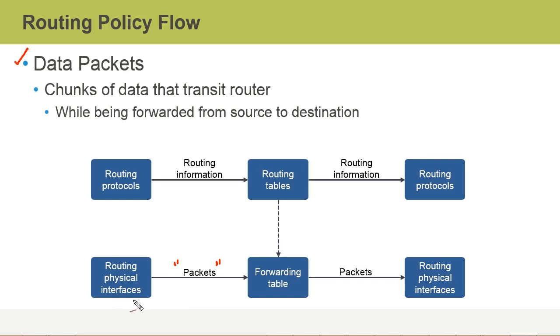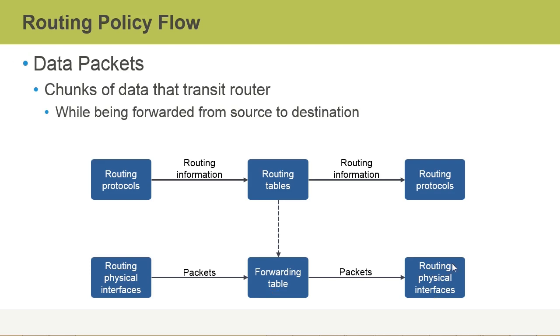So those data packets, they will exit out routing interfaces of other routers and come into your router. Your router will then use the forwarding table to determine where to deliver that data packet. Once it finds a matching route in the forwarding table, it then goes and delivers that data packet out one of its interfaces to the next router. So these data packets will pass through your router while they're being forwarded from the source and destination of the packet itself.